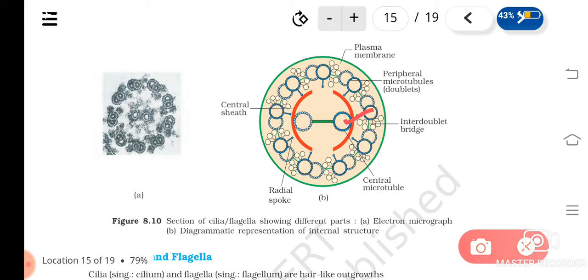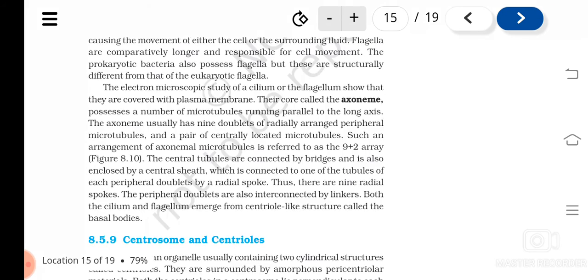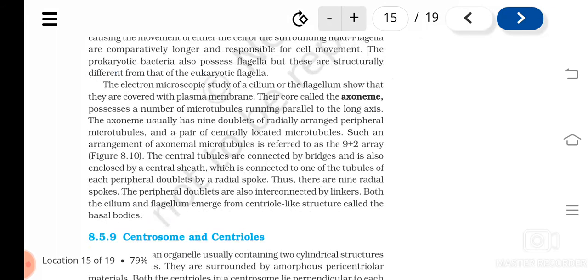And then, as I told you, the peripheral ones are also connected to each other. This is the structure of cilia or flagella. So how would you explain the structure of a cilium or flagellum?